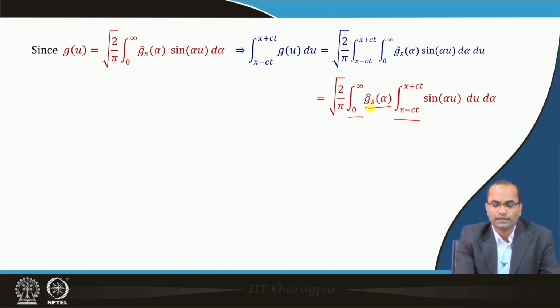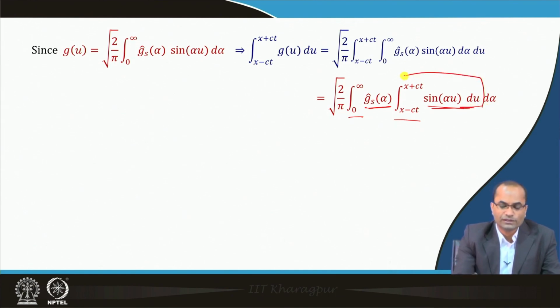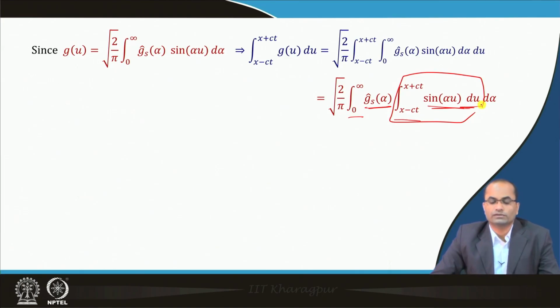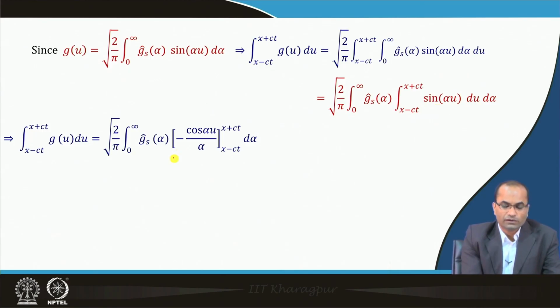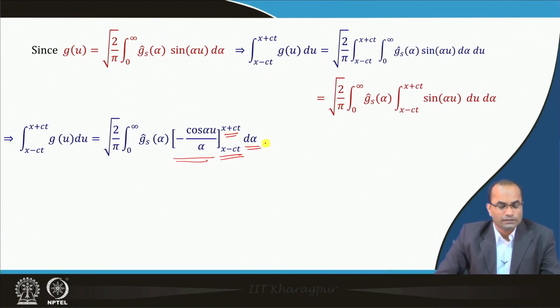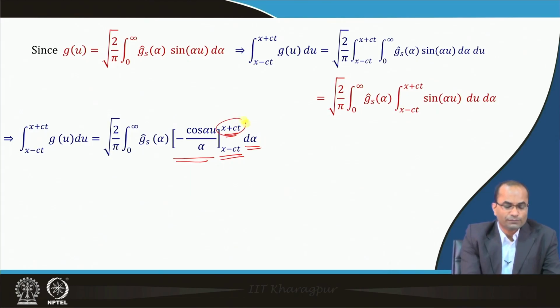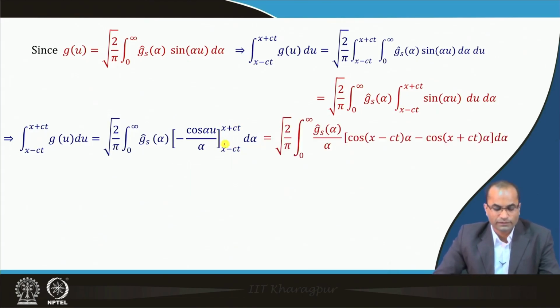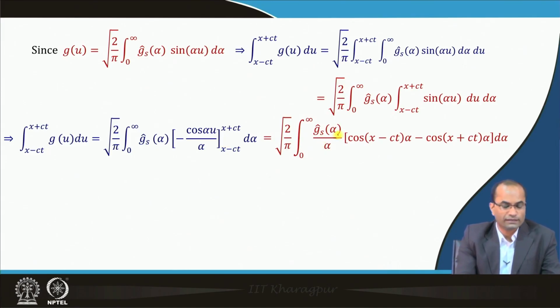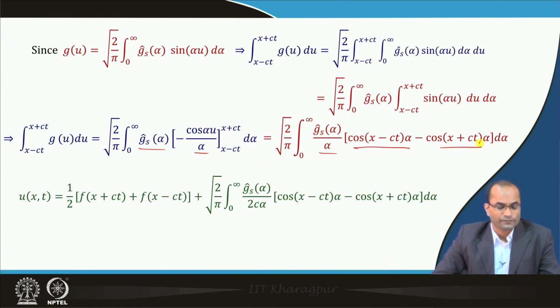So, we have g s hat alpha and then sin(alpha u) du, but now after interchanging, this term can be simplified, because sin(alpha u) du can be integrated now. So, on integration we got minus cos(alpha u) over alpha from x minus ct to x plus ct, and the integration is done over d alpha. So, we can put the upper limit, then we can put the lower limit to get g s hat alpha over alpha, and cos alpha(x minus ct) minus cos alpha(x plus ct).